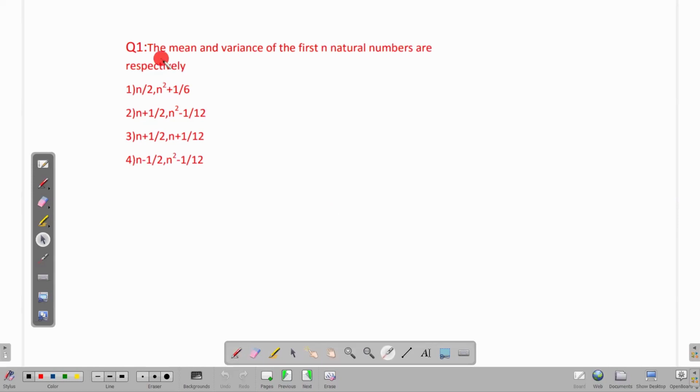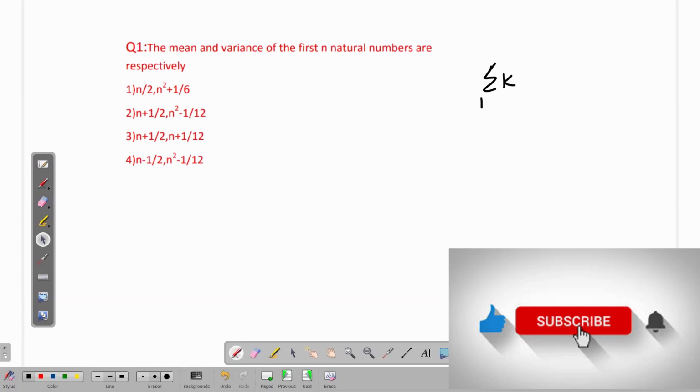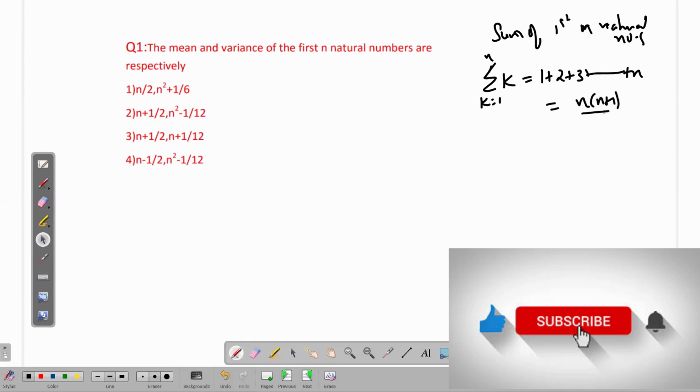What is written here? The mean and the variance of first n natural numbers. We have to find the correct option. As you all know, the sum of first n natural numbers, that is sigma k, k from 1 to n, is 1 plus 2 plus 3 plus up to n, and is equal to n into n plus 1 upon 2.